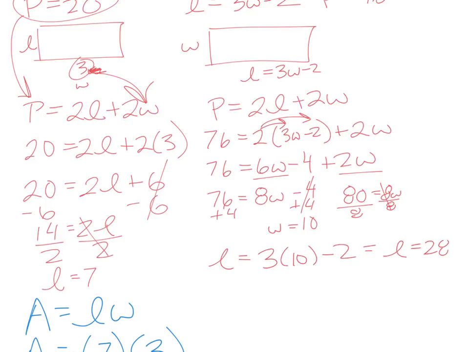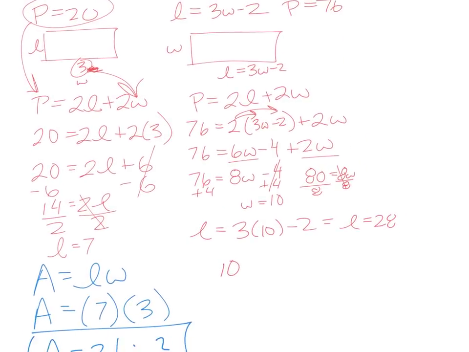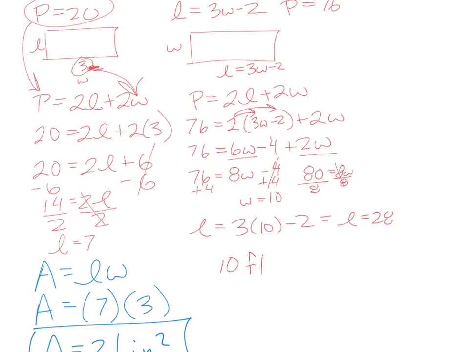So to describe the dimensions, we would say 10, what are the units? Feet. So we would say 10 feet by 28 feet. All right, that's how you express dimensions. You would say 10 feet by 28 feet. All right, and that's our answer.